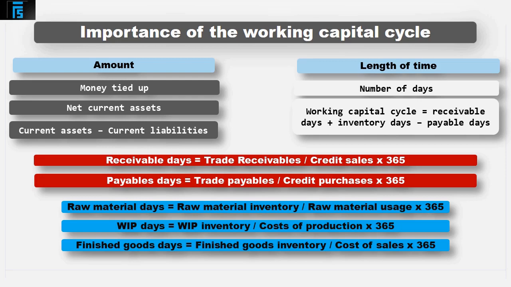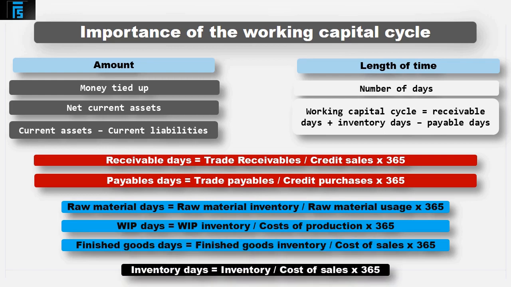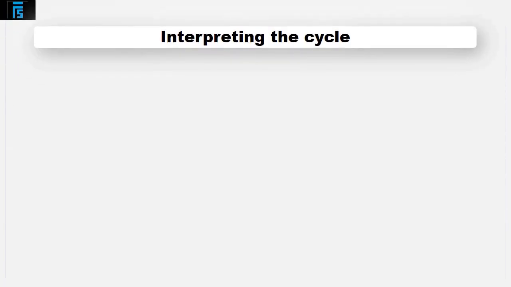Depending on the accounting information readily available, it may be easier and/or necessary to combine the raw material, WIP and finished goods days into one inventory calculation. Expressed as inventory days, this will be inventory divided by cost of sales multiplied by 365.